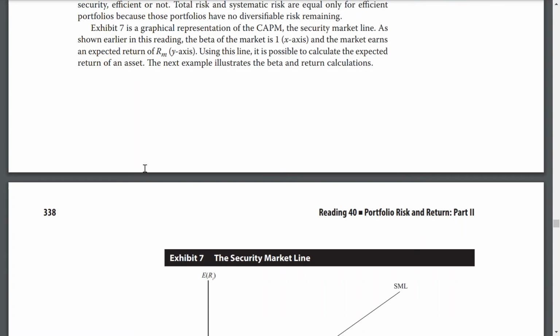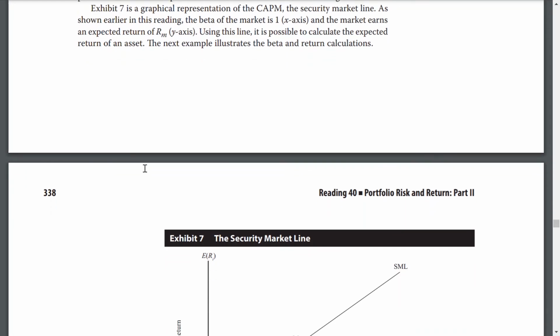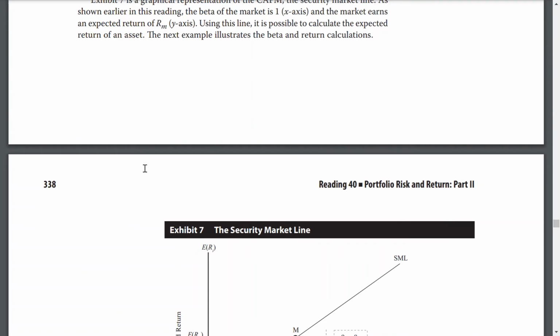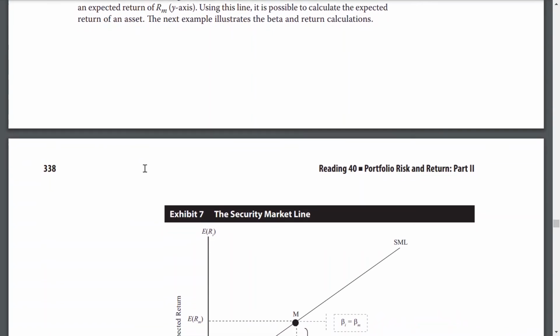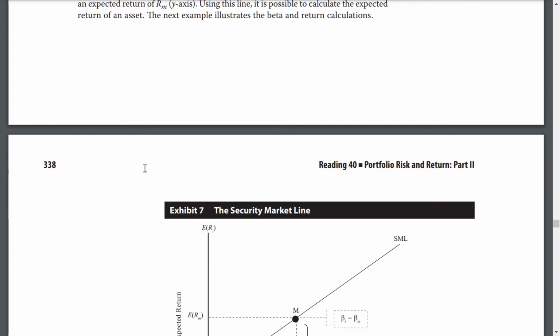Exhibit 7 is a graphical representation of the CAPM, the security market line. As shown earlier in this reading, the beta of the market is 1 on the x-axis. The market earns an expected return of RM on the y-axis. Using this line, it's possible to calculate the expected return of an asset. The next example illustrates the beta-return calculations.